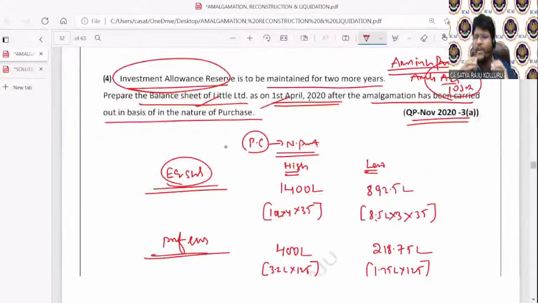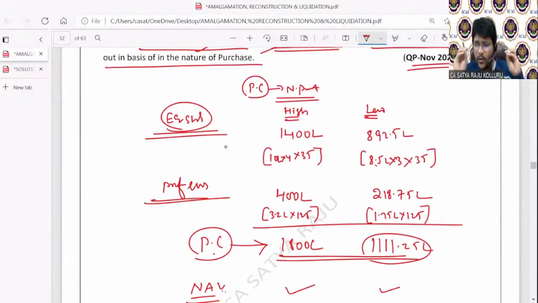Now it's very easy. I don't want to tell the entire balance sheet. I will only tell two things. Sir, equity share capital, how much should I consider, sir? On behalf of 35,000, 10 rupees will go to capital, 25 rupees will go to securities premium.